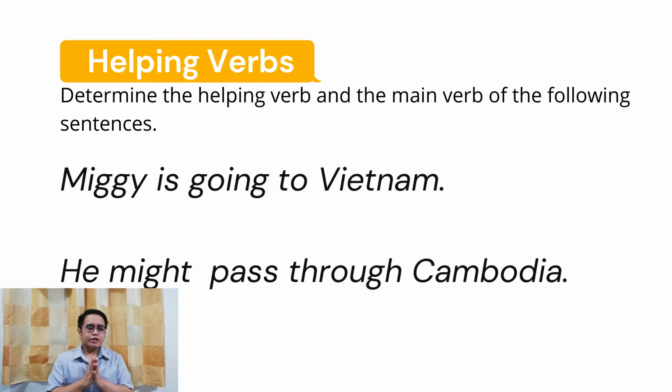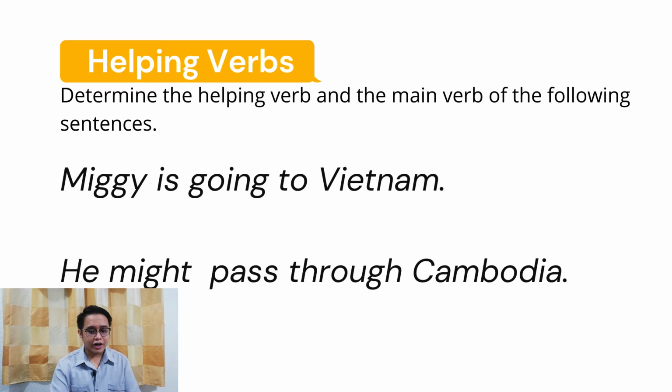Let's say, for example, here in our helping verbs. Determine the helping verb and the main verb of the following sentences. So first we have here, Miggy is going to Vietnam. And the second, he might pass through Cambodia. I will give you time to think. Asa dira ang helping verb ug asa dira ang main verb. Okay? Pause the video and I want you to think asa dira ang helping ug asa dira ang main nga verb. Go.